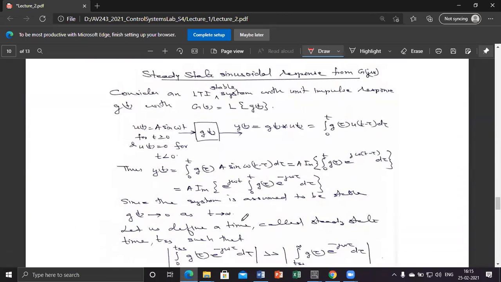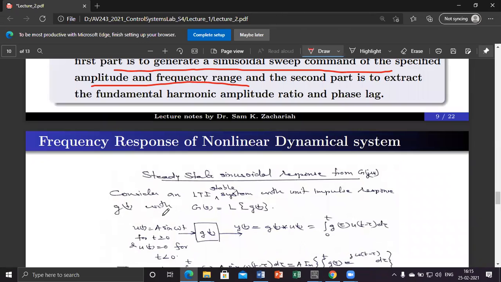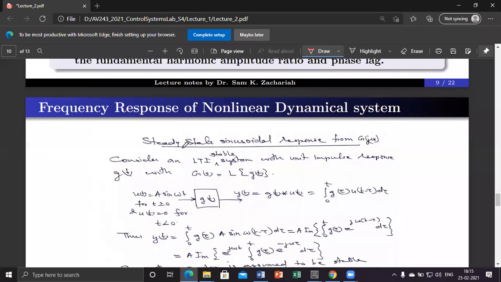Now I am going to teach you how you will extract the frequency response if you do such an experiment. First, since you told that you have not studied the concept of sinusoidal response based on Laplace transform, I am going to explain it. It is called steady state sinusoidal response from G of j omega. Steady state sinusoidal response. I assume that you know what is meant by G(s), Laplace transform, the transfer function, okay?